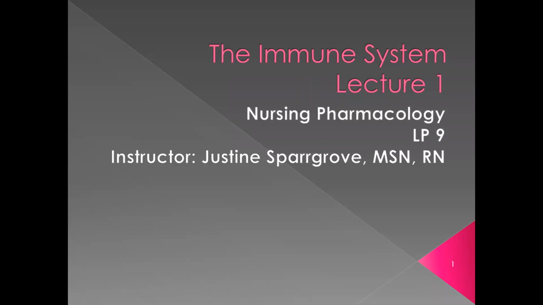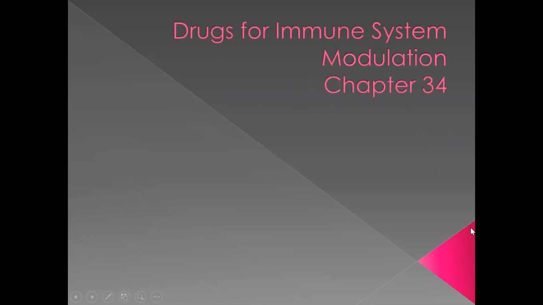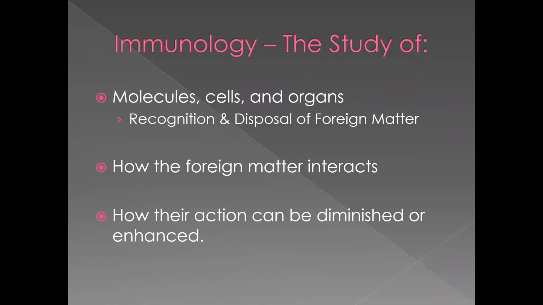This is the first part of lecture for Learning Plan 9 for nursing pharmacology. We're going to review drugs for the immune system modulation, Chapter 34. Immunology is the study of molecules, cells, and organs, and the recognition and disposal of foreign matter. This includes how the foreign matter interacts, how their actions can be diminished or enhanced.